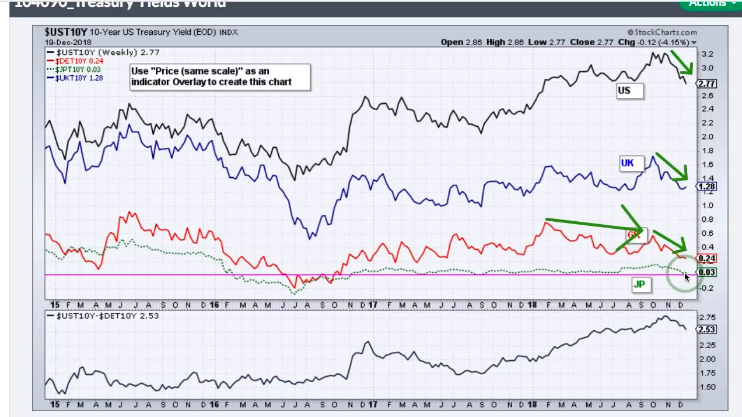And we can see the Japanese 10-year is barely positive. So rates since this October decline have mostly been moving lower, and that tells you that money is moving into safe havens, and that reflects a dimmer outlook for the global economy.